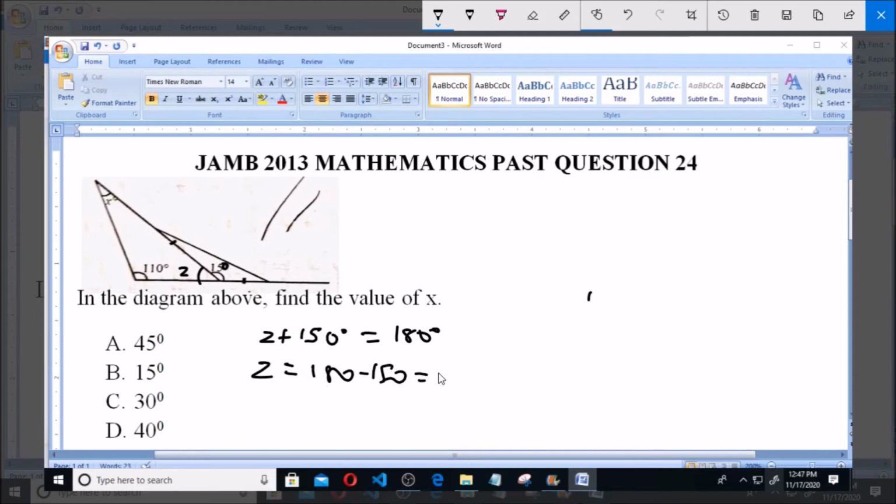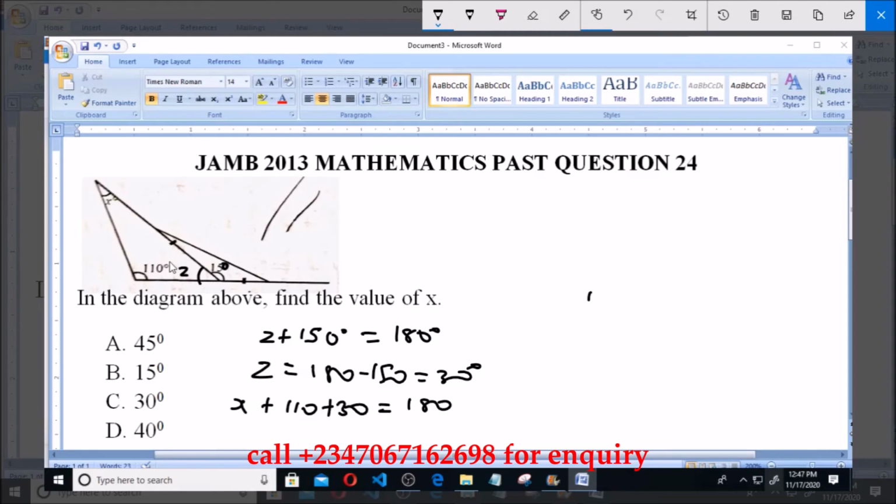Now angle X plus 110 degrees plus Z, which is 30 degrees, is equal to 180. That's because of the sum of angles in a triangle. So we can now say that X is equal to 180 minus 140, which is 110 plus 30 giving us 140. So X is equal to 180 minus 140, and this is equal to 40 degrees. So the value of X is 40 degrees, which is option D.